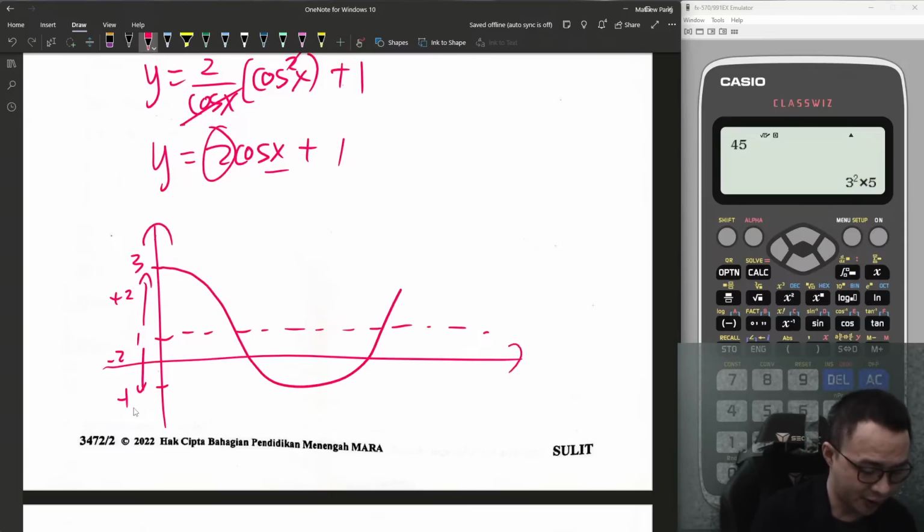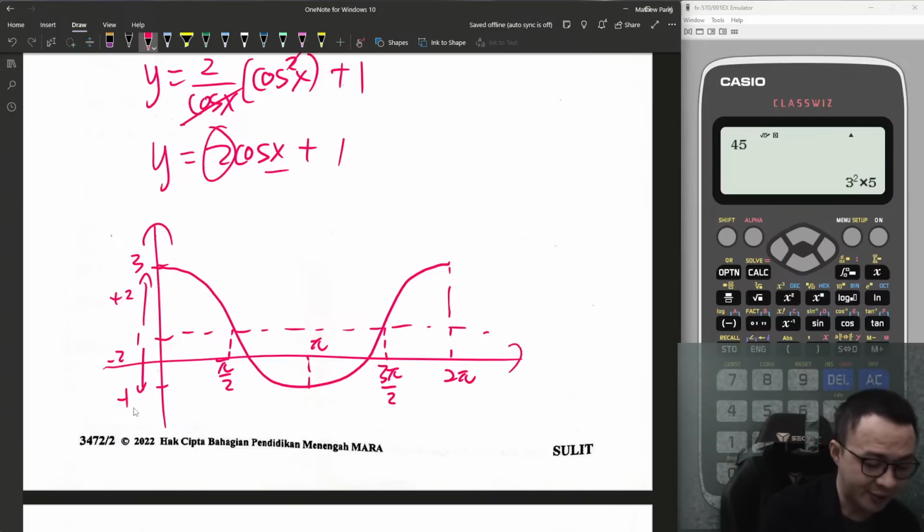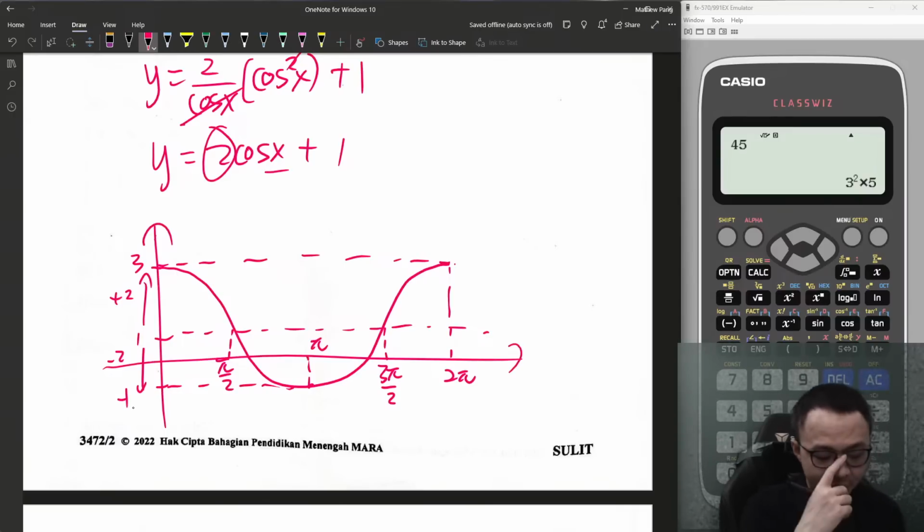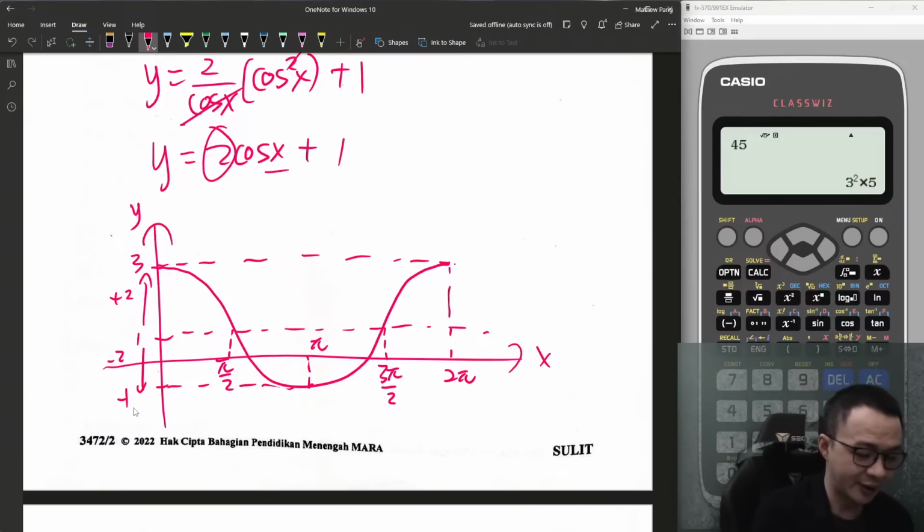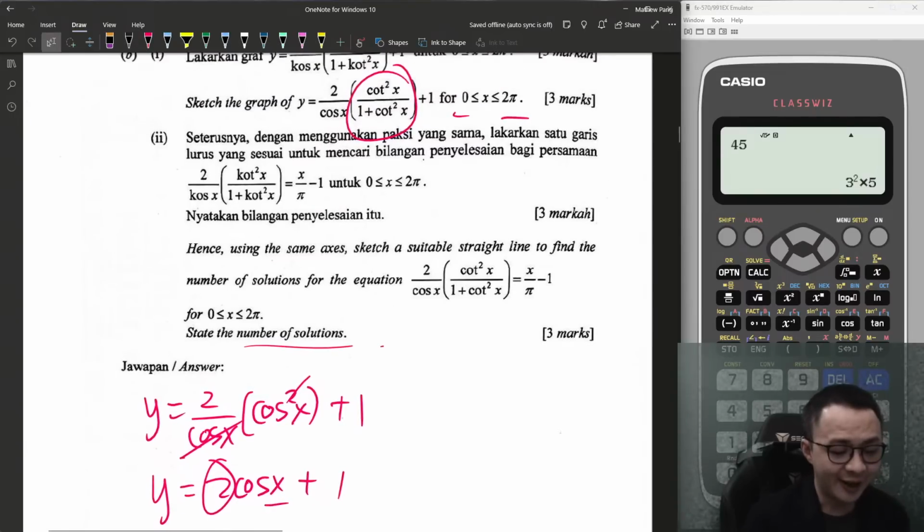So I'm going to draw as nice as possible. So this one should be 2 pi. Half of it, this one should be pi. Half again, this one should be pi over 2. Half again, this one should be 3 pi over 2. Okay, so the maximum will be 3. Minimum will be -1. Okay, so yeah, this is my x, this is my y. Done.